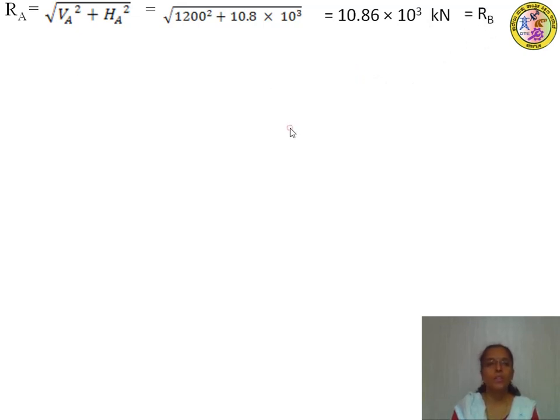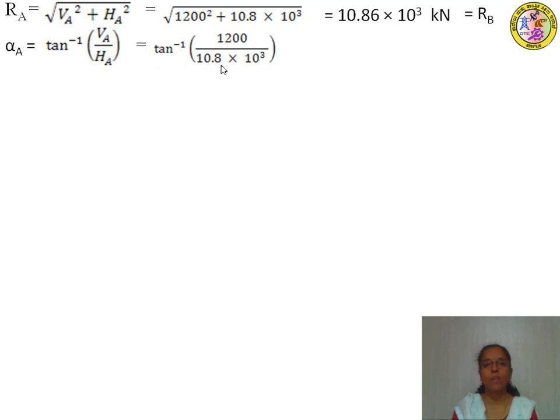Okay, so next, the angle made by this RA with respect to horizontal is given by alpha A, that is equal to tan inverse of VA by HA. So in turn, that is equal to tan inverse of 1200 divided by 10.8 into 10 power 3. So that will be equal to 6.34 degrees. Okay, so alpha A is also equal to alpha B. Because of symmetry, RA and RB will be same, and alpha A and alpha B will also be same.